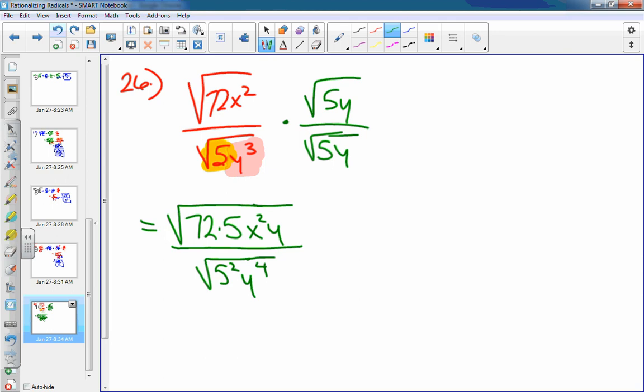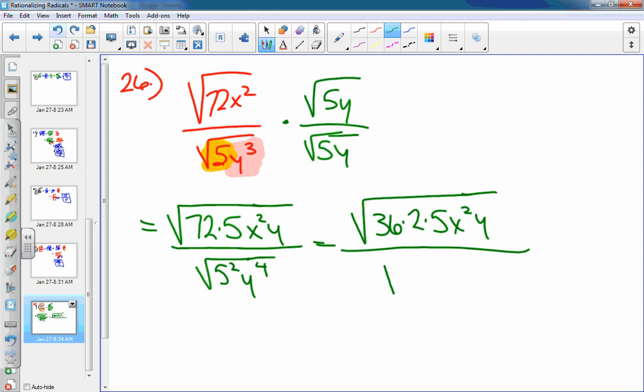Take 72 and divide it by 2, folks. 36. Is 36 a perfect square? Sure is. So this is going to give me 36 times 2 times 5x squared y all over 5 squared y to the 4th. Now what is the square root of 36? Can I do anything with the 2? Can I take the square root of 2? Can I take the square root of 5? Can I take the square root of x squared?